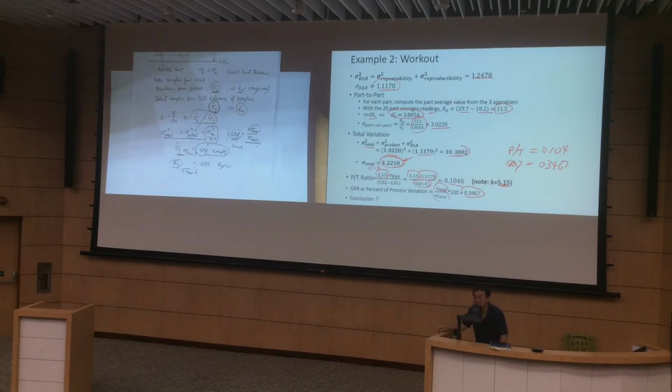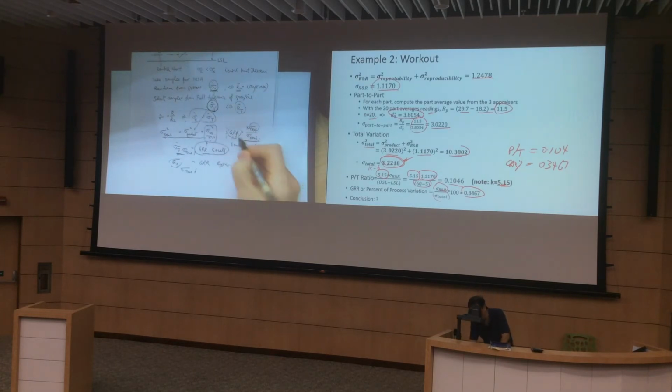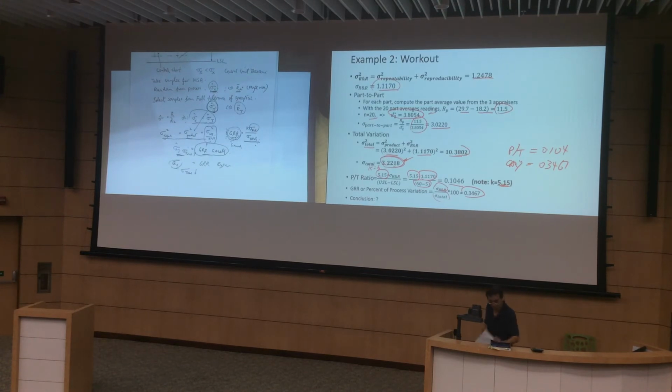So you see that the way you select your sample for your gauge R and R study is going to influence your perception of your final value coming out of there. So it depends on your perceptions. What is the right thing to do? If the gauge is bad, you want to call it bad. If the gauge is good, you want to call it good.